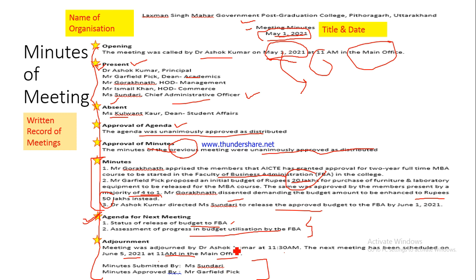But this needs approval by some senior official. So Mr. Garfield Pick, who is the Dean Academics, must have gone through the minutes before they were released, and he must have approved them. So the minutes were approved by Mr. Garfield Pick, who is a senior fellow, while the submission was done by Ms. Sundari, who is relatively junior to Mr. Garfield Pick. Fine. So this is how you have to write the minutes of meeting. This is the format that you will have to follow.